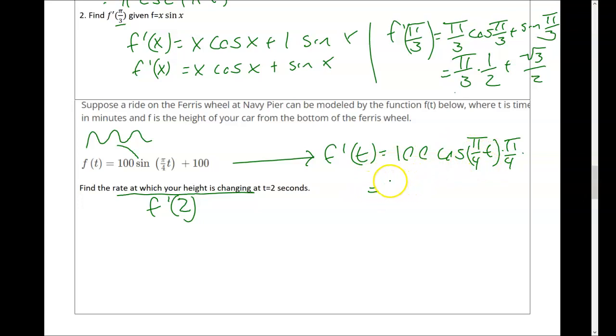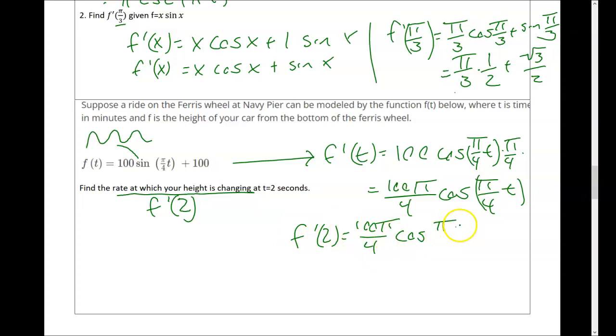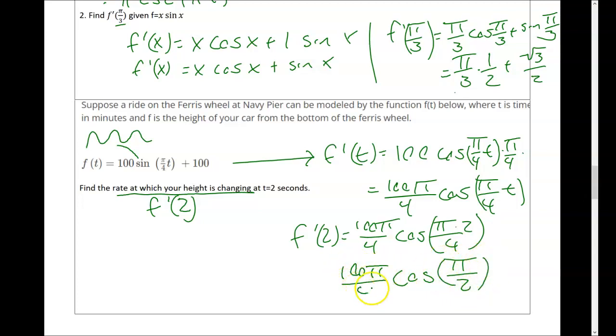I can simplify that a little bit. I'm going to say 100 pi over 4 cosine pi over 4 t is my derivative. And I just combine my two constants there. And then I'm plugging in 2. So I want f prime of 2, which means I plug in 2 for t. And notice inside there I get cosine of pi over 2. So 2 over 4 simplifies to just a 2 on the bottom. And 100 pi over 4 is hanging out.